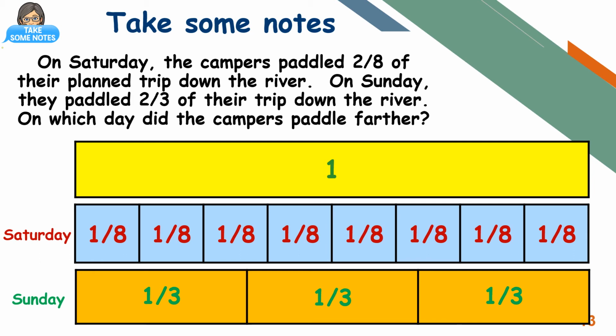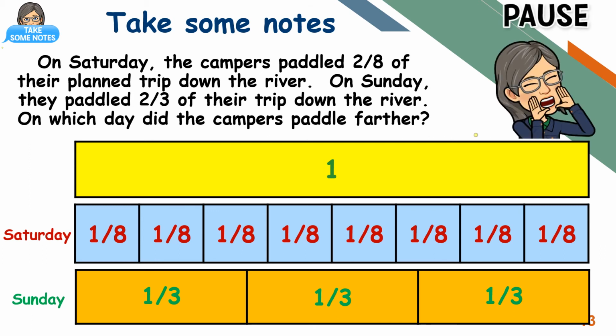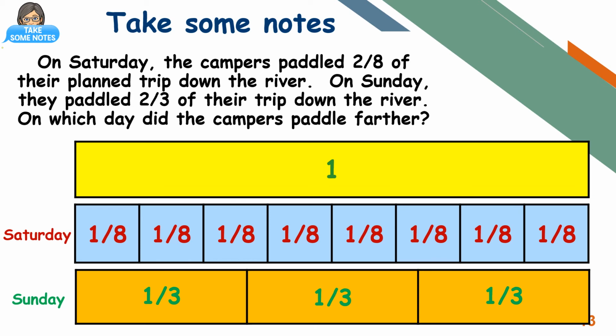To use the rectangles to solve this problem and compare 2/8 and 2/3, we also need to consider the numerators of the two fractions. What is the numerator for both fractions? If you said 2, you are correct. How do you know? If you said, because both fractions have a 2 as a top number, you are correct.